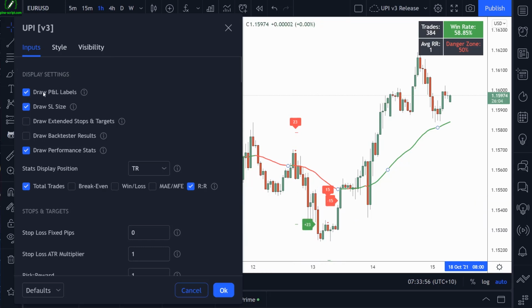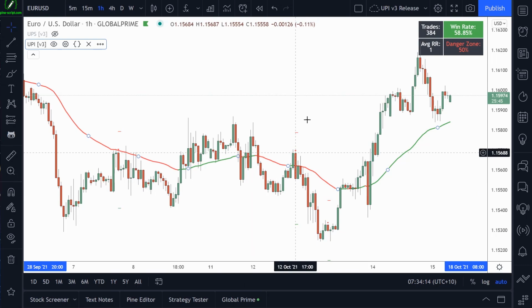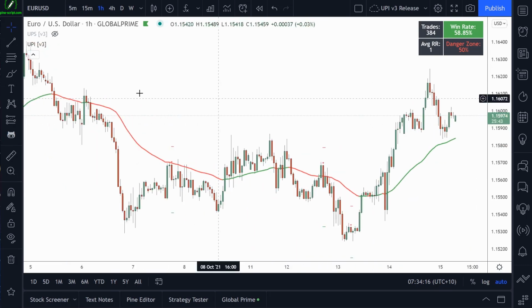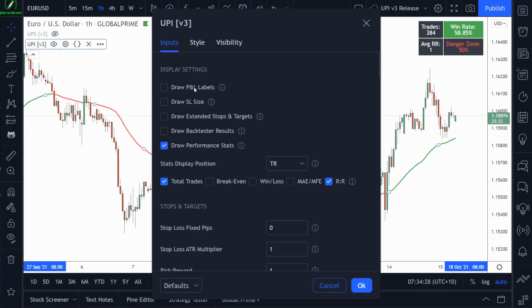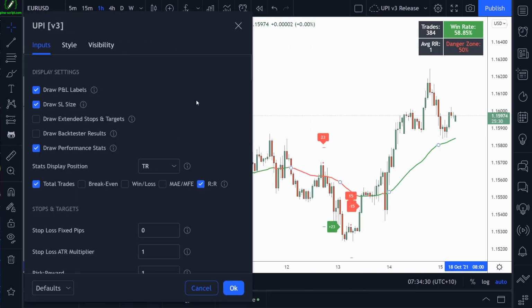But you can turn these off if you don't want to see them by clicking on this checkbox here. You can also turn off your stop loss size, so you can turn all the labels off if you want to, and then the script will look like that. It's a little bit cleaner, but less information. I normally leave these on, especially if I'm backtesting.